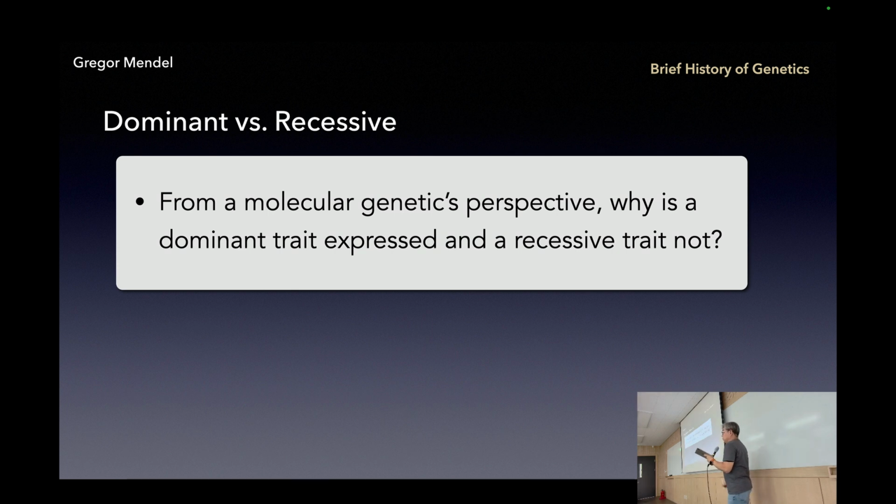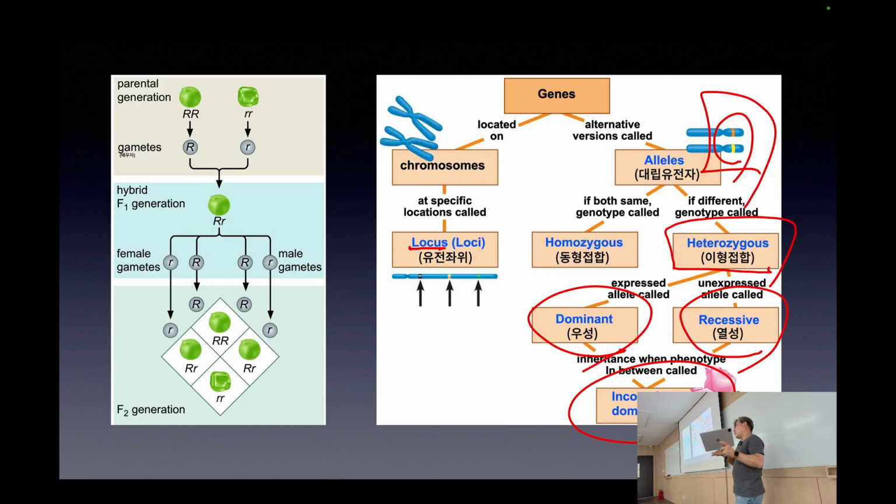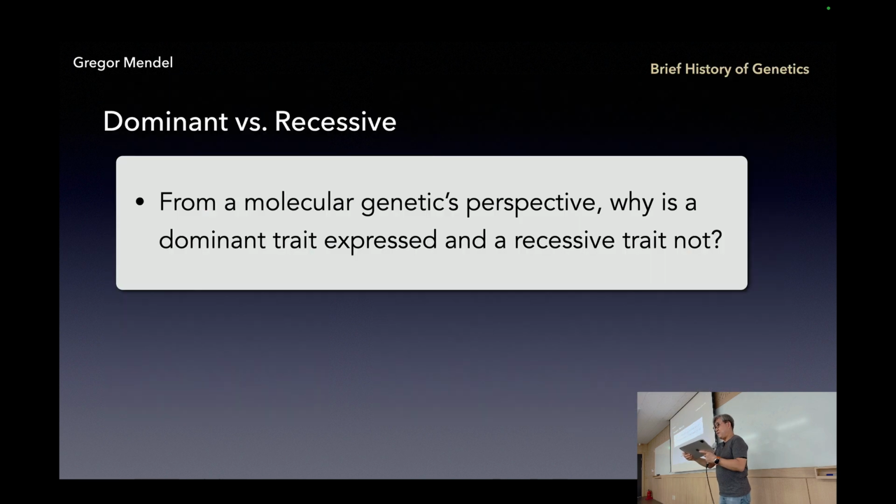So this is actually a more important question. Assuming that every one of us understood the difference between a dominant and a recessive trait, what if I gave you a question, not what is a dominant or recessive trait, but why is a particular trait dominant while the other one is recessive? What would you say?